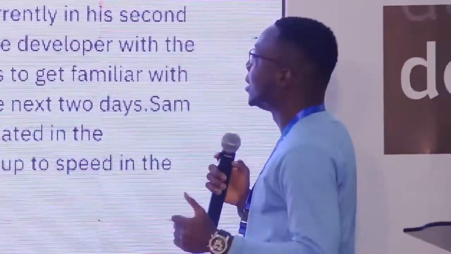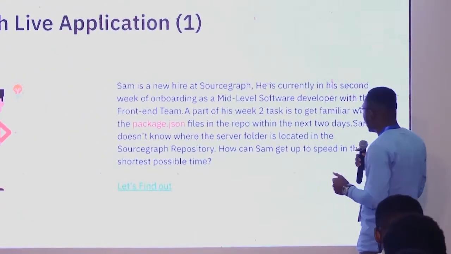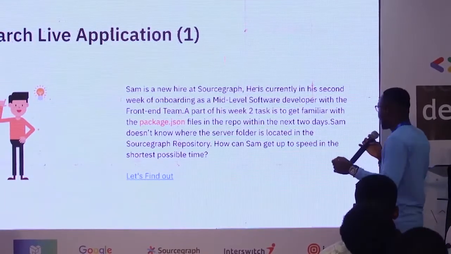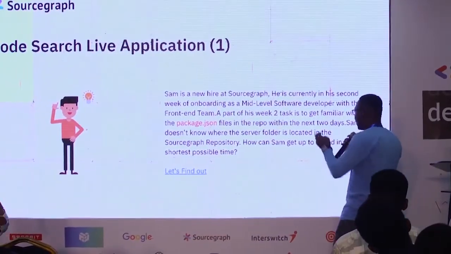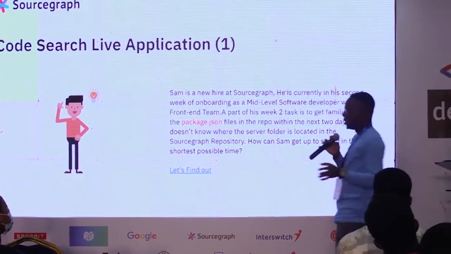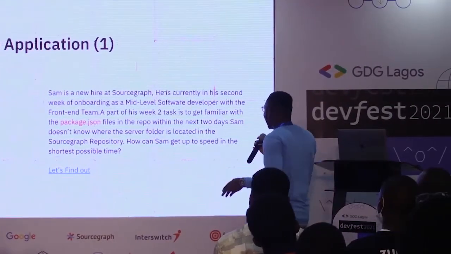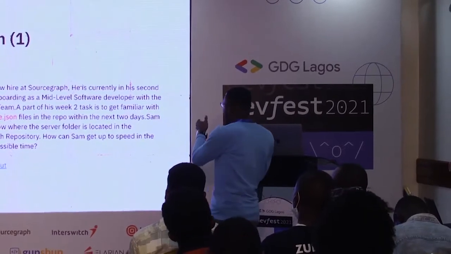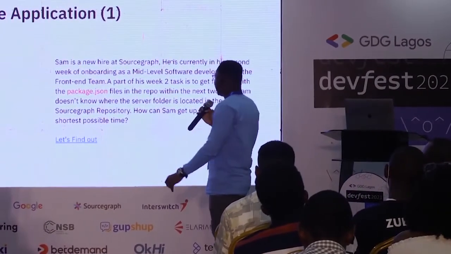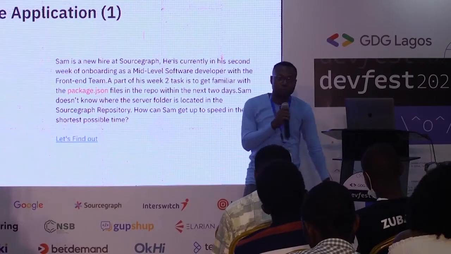So this is a scenario. Sam is a new hire at Sourcegraph. He's currently in his second week of onboarding as a mid-level software developer with the front-end team. As part of his week 2 tasks, he is to get familiar with the package.json files in the repo within the next 2 days. Sam doesn't know where the server folder is located in the Sourcegraph repository. How can Sam speed this up in the shortest possible time?